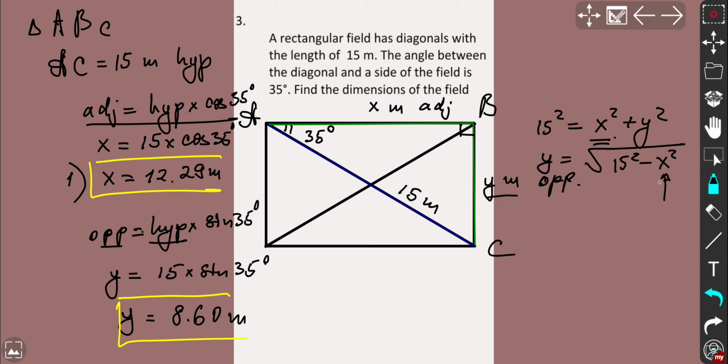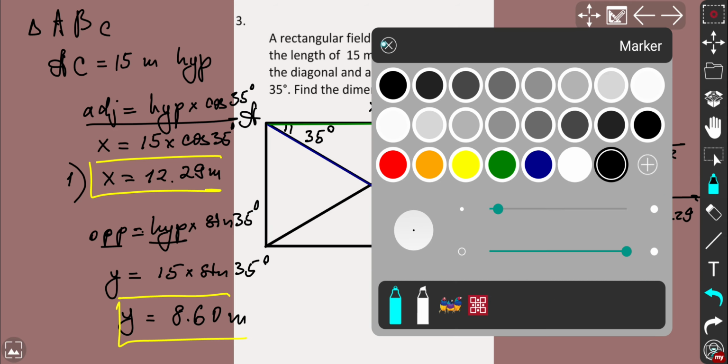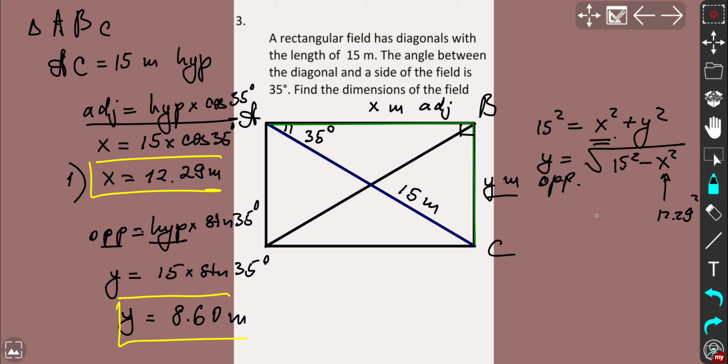Instead of x squared, you put in 12.29 squared and square it out, and take 15 squared, which is 225. You subtract that result in order to get y. So that's an alternative way. But hopefully you know all trig ratios and you can do it in a very fast manner. That works faster, definitely, as you can see. So trig ratios work faster.